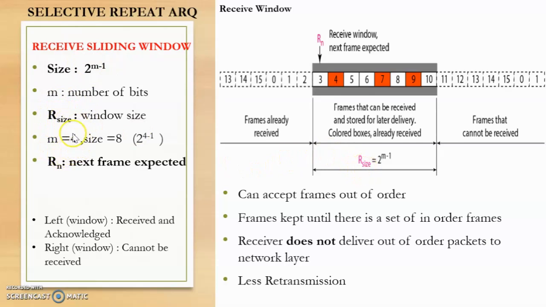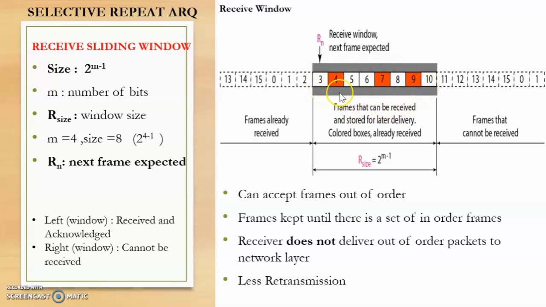Now say for example, m value is 4, then the size of the window will be 2 raised to 4 minus 1. So that will be 2 raised to 3, so that is 8. So let us consider that in this figure, m value is 4, so the size of the window is 8. So if you count over here, the size of the window will be 8. So in this figure, as an example, we have just considered that the window is currently covering these sequence numbers, that is from 3 to 10.